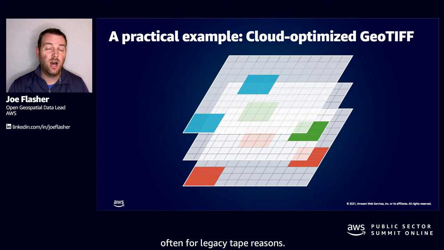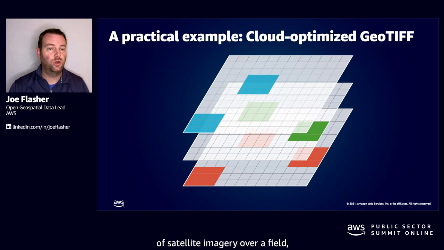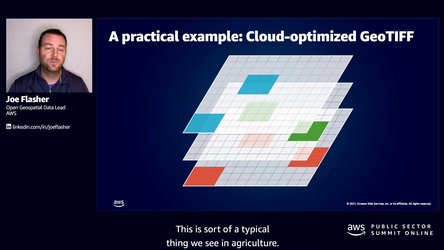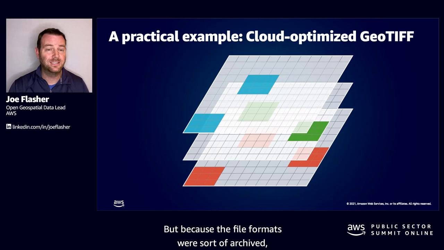To put this into a practical example for agriculture, if you only wanted, say, two bands of satellite imagery over a field because you wanted to do an NDVI or crop health sort of analysis, this is a typical thing we see in agriculture. It has become the hello world of agricultural programming, I think. But if you're trying to do that, you often, in the traditional mechanism, would need to get access to one, two, three gigabytes of data. But what you really want is only the few hundred kilobytes of data that surround your field for those two bands. But because the file formats were archived, you would need to get all that data.